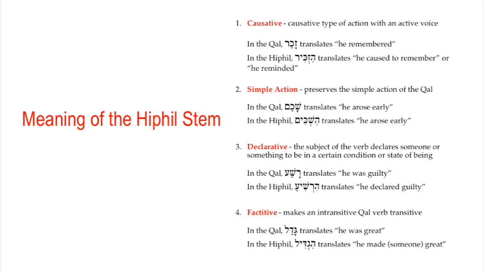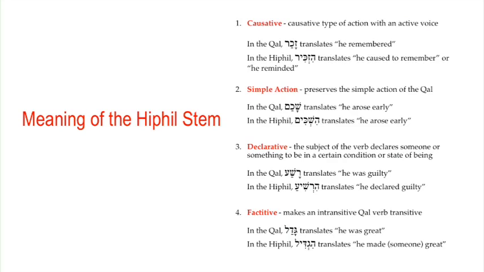Now that's the basic and most important meaning associated with the Hiphil stem, but there are a few others we need to consider as well. Let's go back to our screens. Number two, simple action. Oftentimes, the Hiphil stem will preserve the simple action of the Qal. For example, in the Qal stem, the verb shakam simply means he arose early. But in the Hiphil stem, hishkim, it also means he arose early. There's no apparent change in translation. Now, this occurs less often than the normal causative nuance, but you need to be aware of it.